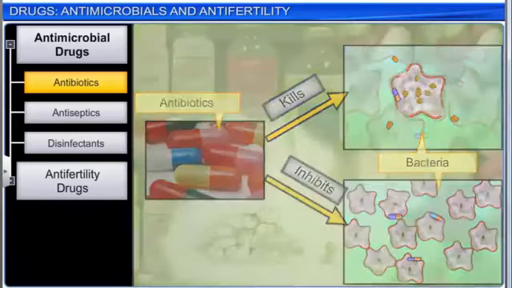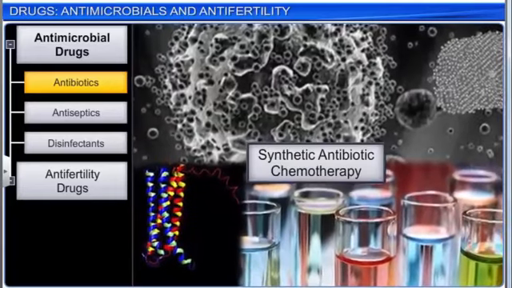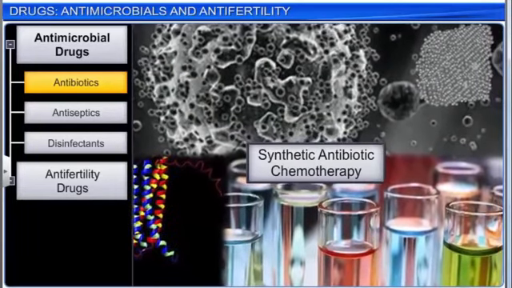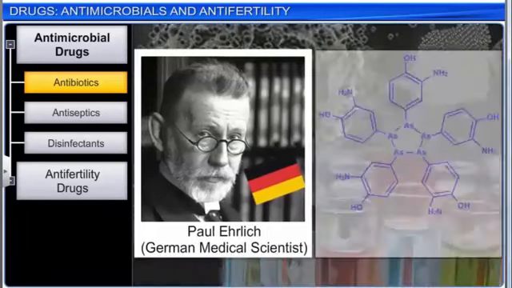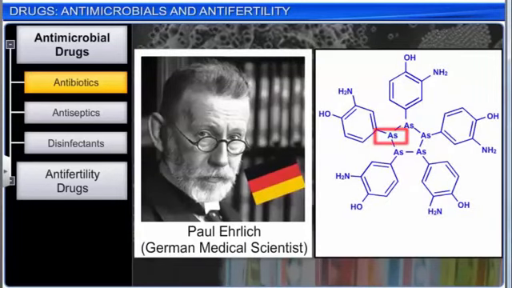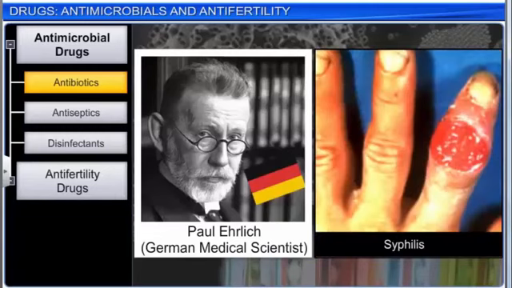Synthetic antibiotic chemotherapy as a science and the story of antibiotic development began in Germany with Paul Ehrlich, a German medical scientist. He found that a compound that contained arsenic, arsphenamine, also known as salvarsan, was effective in the treatment of syphilis. His methodical search for a specific drug to treat a specific disease marked the beginning of targeted chemotherapy.